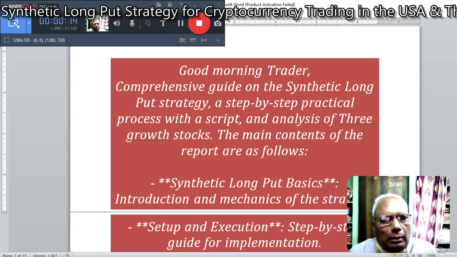Comprehensive guide on the synthetic long put strategy. A step-by-step practical process with a script and analysis of three growth stocks. The main contents of the report are as follows.